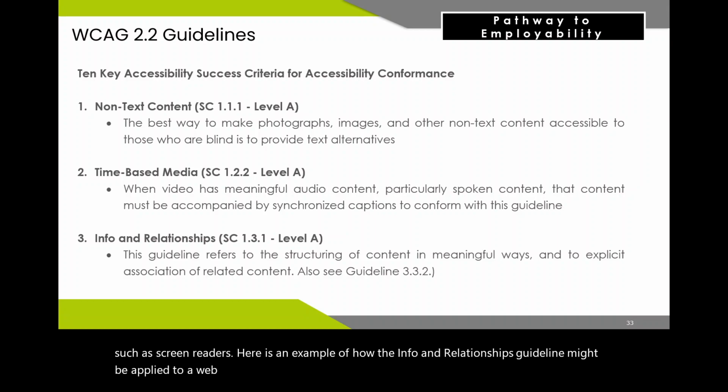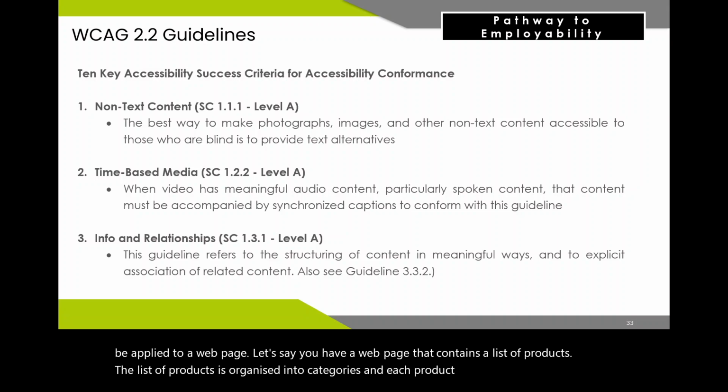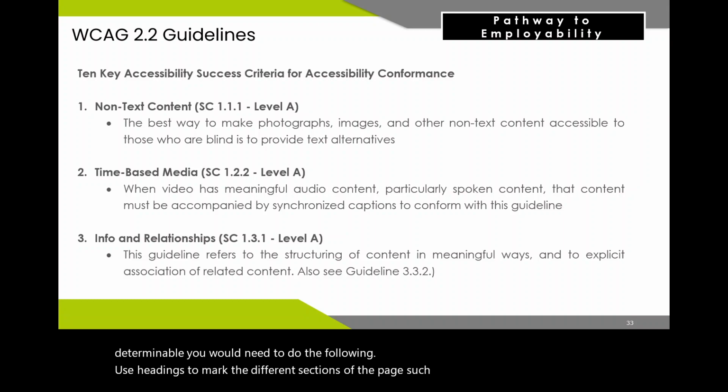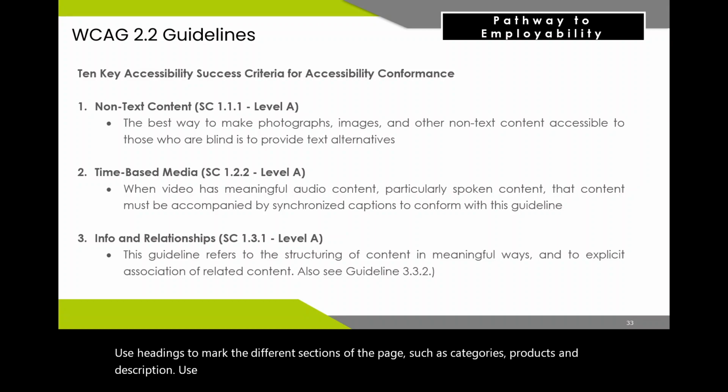Let's say you have a web page that contains a list of products. The list of products is organized into categories, and each product has a name, price, and description. To make the structure and relationships of this content programmatically determinable, you would need to do the following. Use headings to mark the different sections of the page, such as categories, products, and description. Use lists to display the products and use the itemprop attribute to indicate the product's name, price, and description.